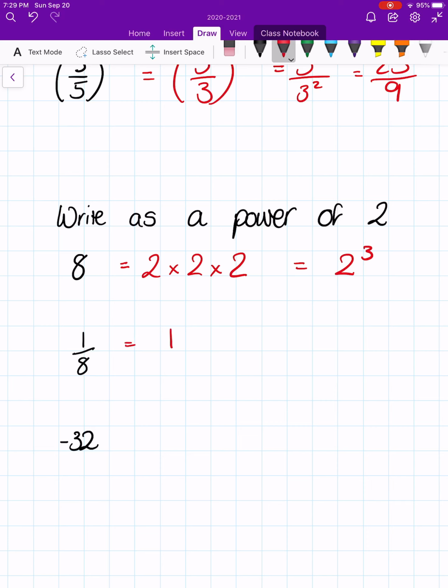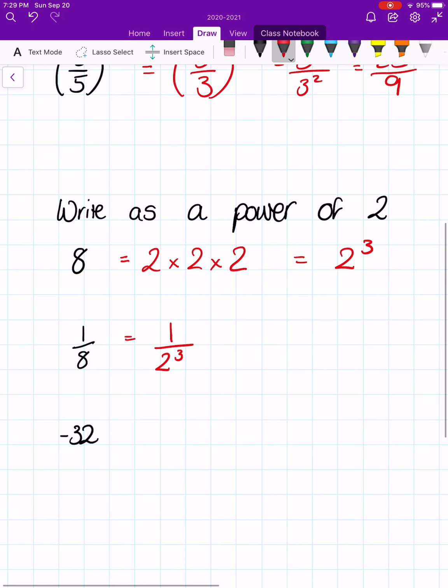So we know that 8 can be written as 2 to the power 3. Okay, so I'm just rewriting my fraction. 1/8 is 1 over 2 to the 3. The 1 over part, we signify that in our index number by putting a negative value in. So 1/8 is the same as 2 to the negative 3.